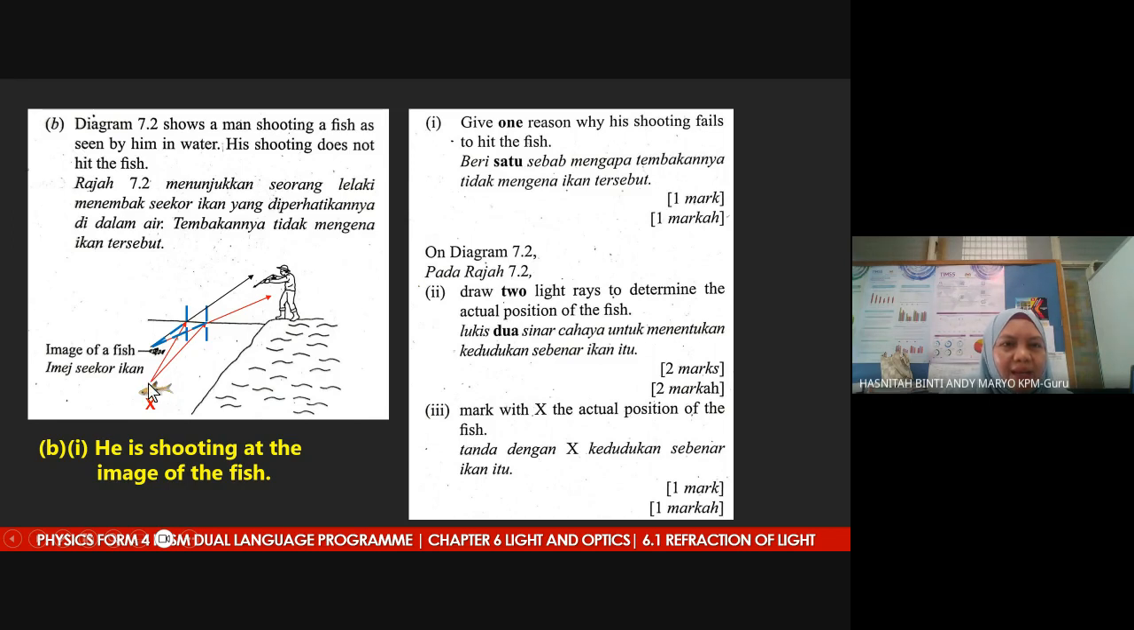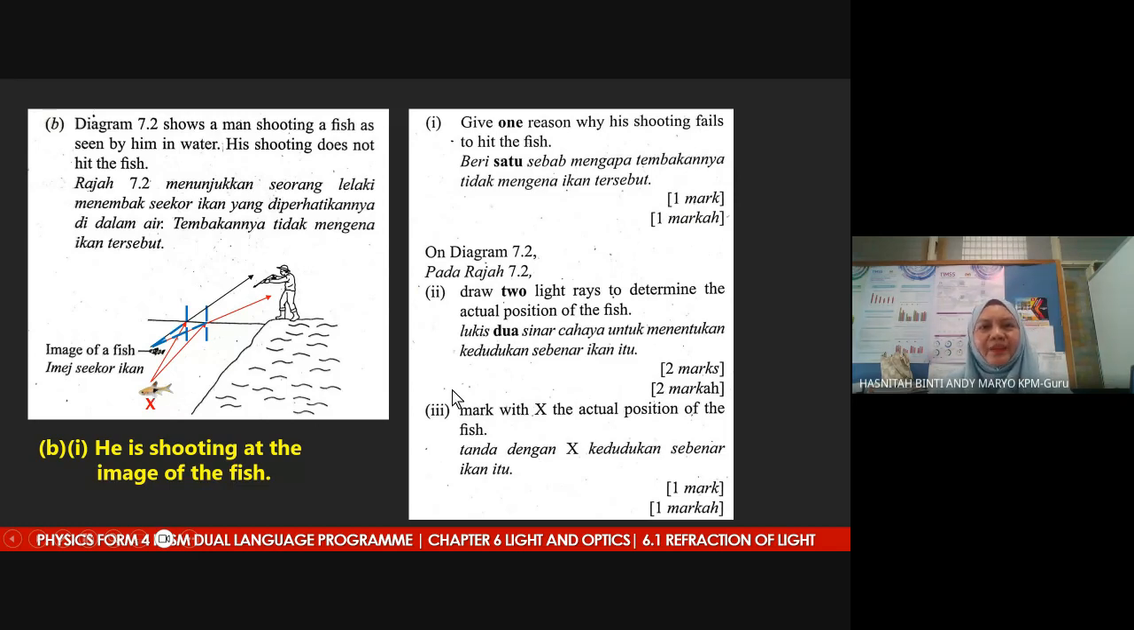So this is the intersecting point of these two light rays. This is where the actual fish is. So you label with X. You don't have to draw the fish, you just have to label with X. So actually the actual fish is below the image that appears at the shooter's eye. Okay. Sebab tu dia tembak tak kena, dia tembak at the image, not shooting at the actual fish.